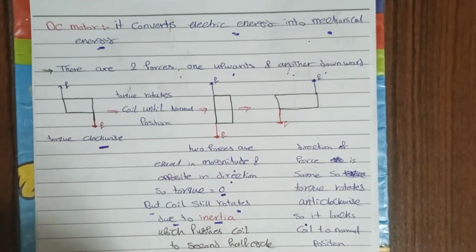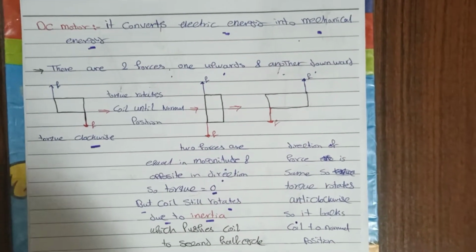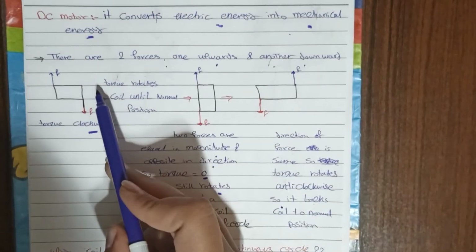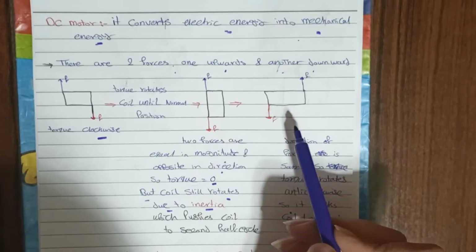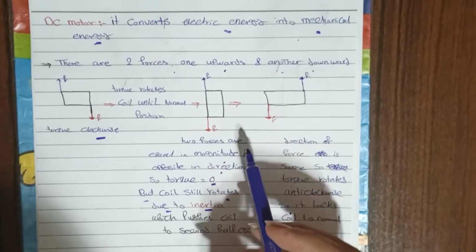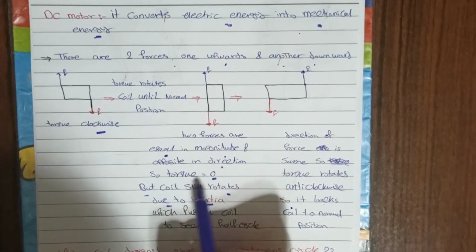A DC motor converts electric energy into mechanical energy. There are two forces, one upward and another downward. The torque rotates the coil until the normal position. At the normal position, the two forces are equal in magnitude and opposite in direction.